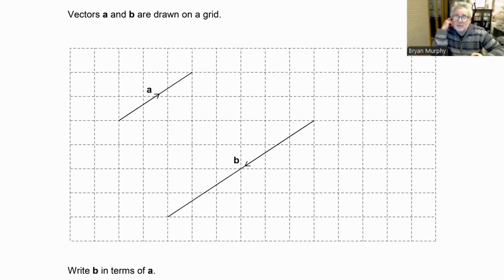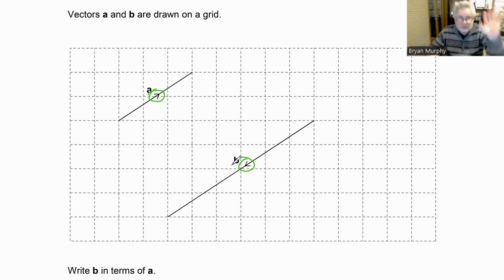A and B are drawn on a grid. A is that, B is that. B in terms of A, well, I'm not going to do it, but there's our little trick. They are in opposite directions. B is twice as long as A, so the magnitude is twice as big, but it's going in the opposite direction. So B equals minus 2A.